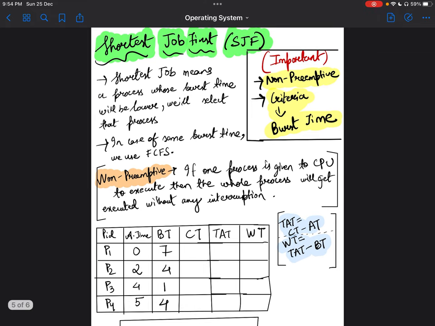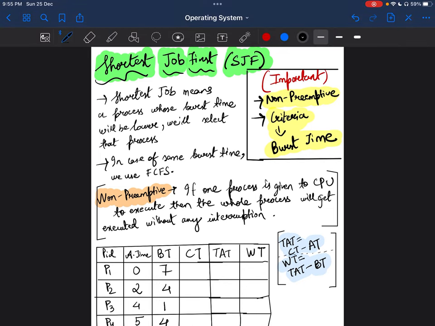Now let's see a few small points on shortest job first. The shortest job means a process whose burst time is lower. We will be selecting that process, and in case of the same burst time we will use the FCFS method. So those are just the two methods. Whose burst time is less, we will give the CPU to that process.